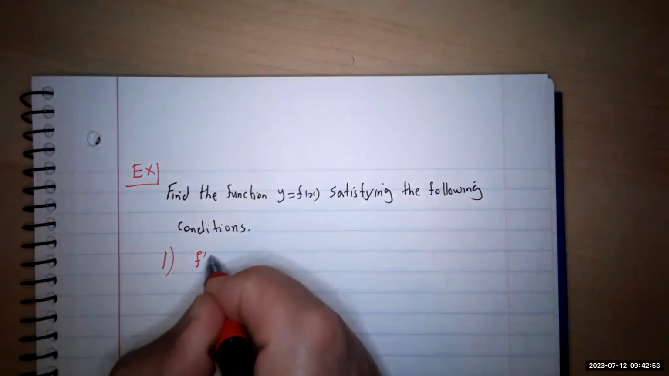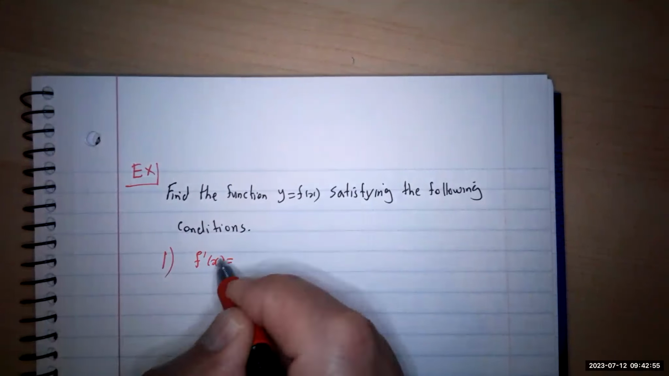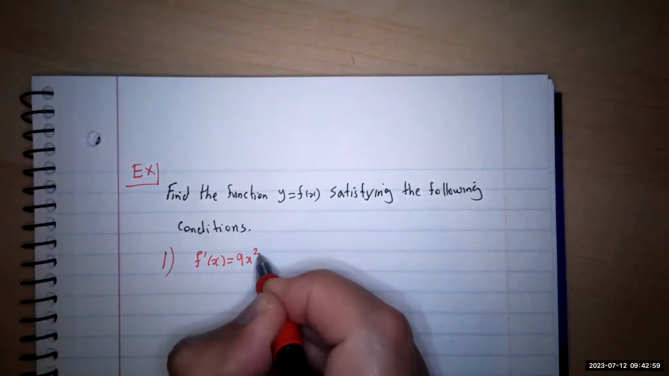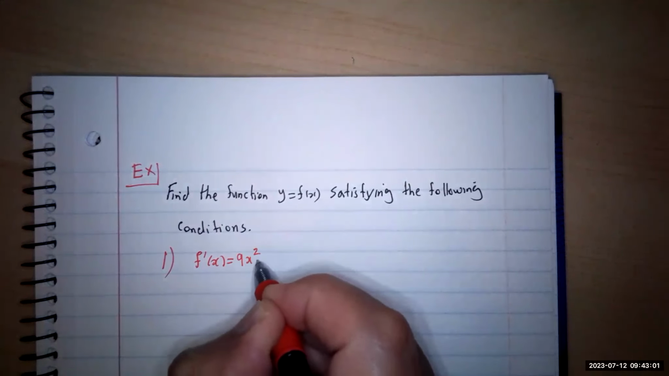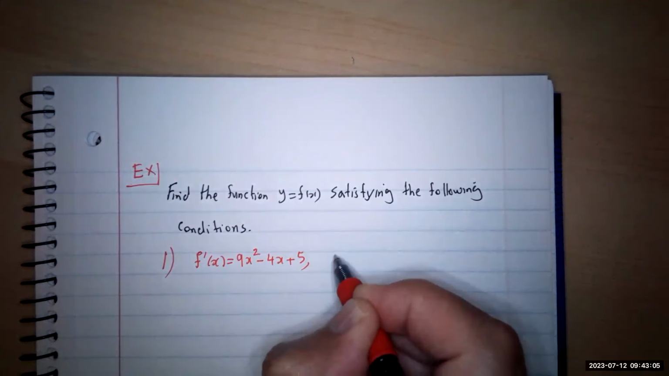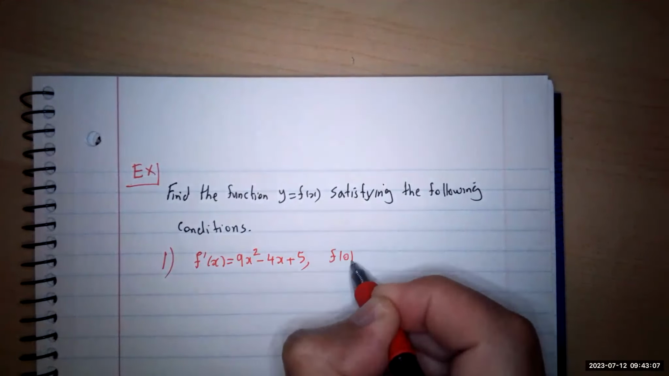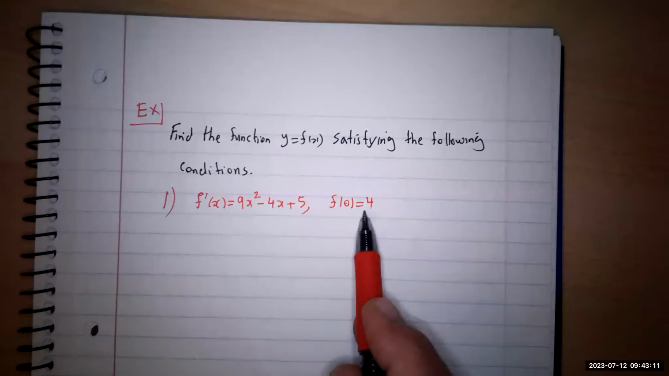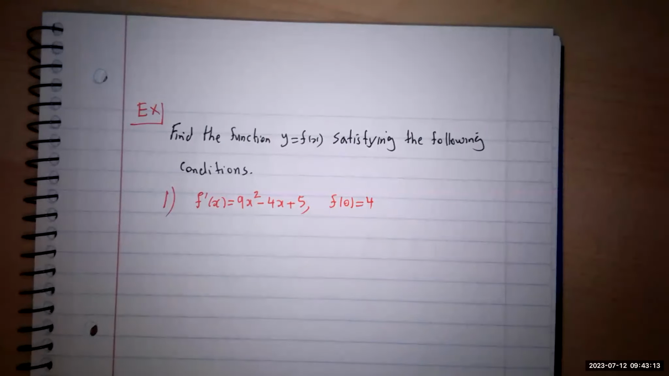So the first one is this function, and they give you f prime of x, which is the rate of change: 9x squared minus 4x plus 5. And the initial condition, we call it f of 0 equal to 4. See, that's the point that I talked about. The point is (0, 4), and that would be a point on the graph of the function.